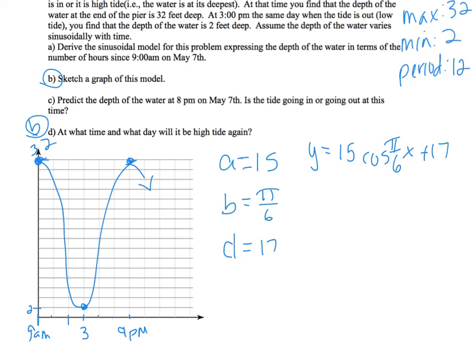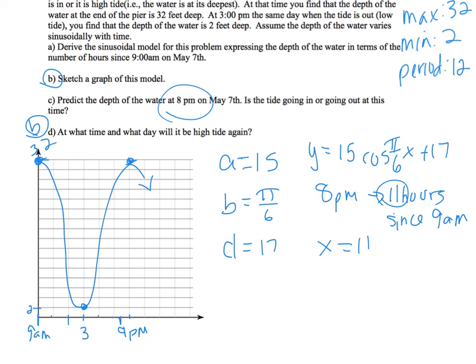They want to know what at 8 p.m., so that's around here somewhere. So 8 p.m. is 11 hours since 9 a.m. when we had the low tide, and that's what this equation is all about. So we have to plug in 11. So you plug in x equals 11, and when you do, it'd probably be easier to do in function notation. You get 29.99 approximately. And here, this is 11 o'clock. It's increasing, so the tide is going in.